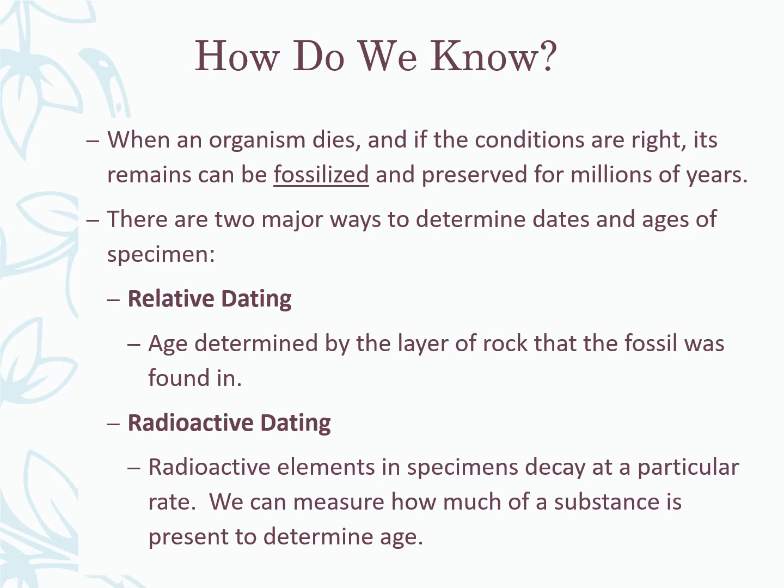There are two major ways to determine dates and ages of specimens. The first one is relative dating, and relative dating is the age determined by the layer of rock that the fossil was found in. So if you were to dig in your backyard right now, a few inches down, and find a bird skeleton, you could probably think with pretty good information that that bird skeleton probably hasn't been there that long.